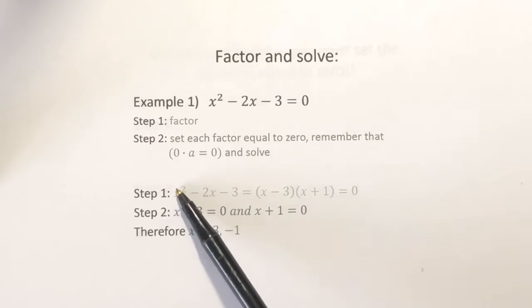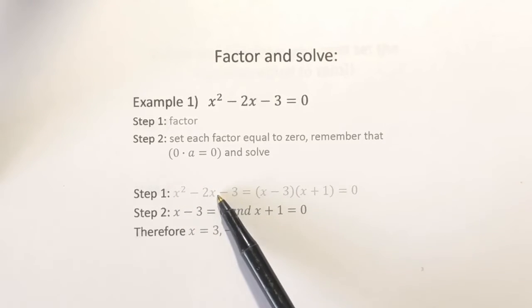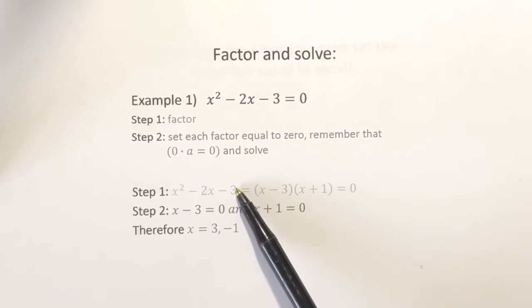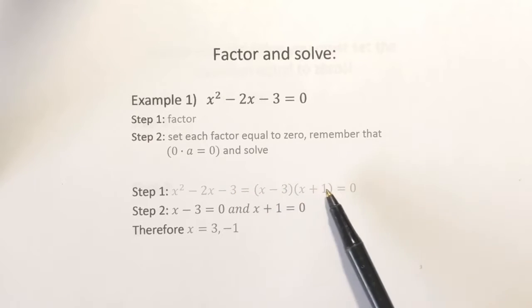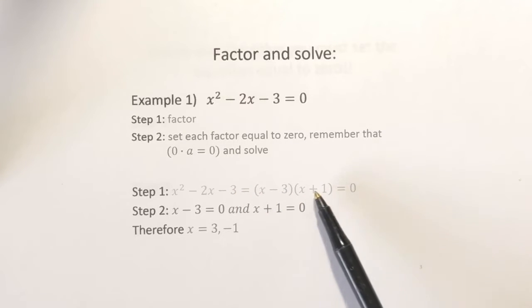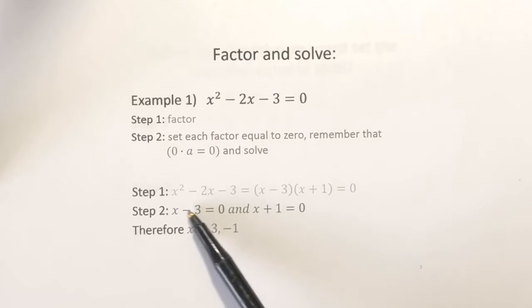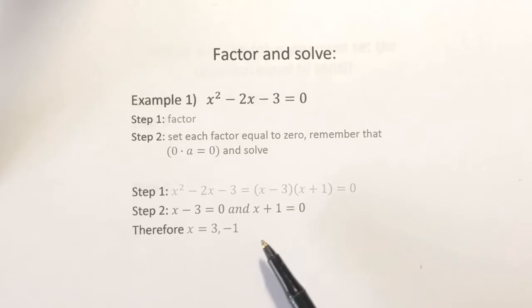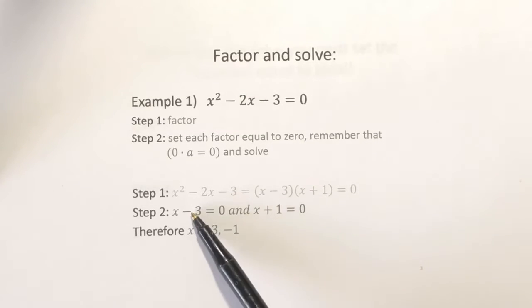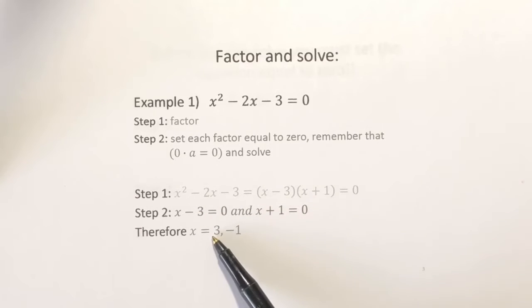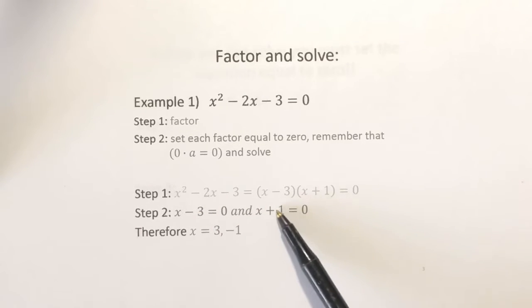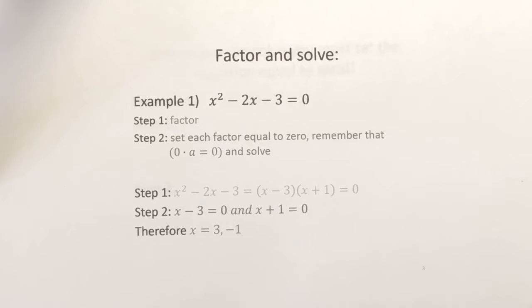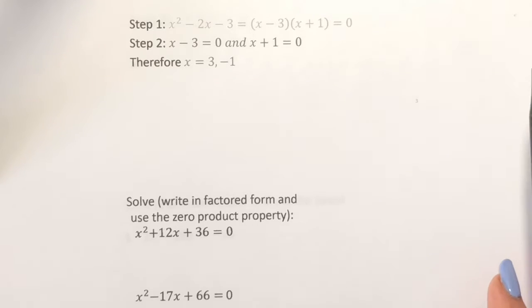This kind of printed really light, but it says x squared minus 2x minus 3. We want to factor that. That factors to be x minus 3 times x plus 1. So then we'll just take each of those and set them equal to 0. So I would set x minus 3 equal to 0 by itself, and then take x plus 1 and set it equal to 0 by itself. And then just solve each of those equations. So on this one I would add 3 over, so I would get x equals 3. On this one I would subtract 1 over to the other side, so I'd get negative 1 as my answers. So we're going to walk through some problems like that.